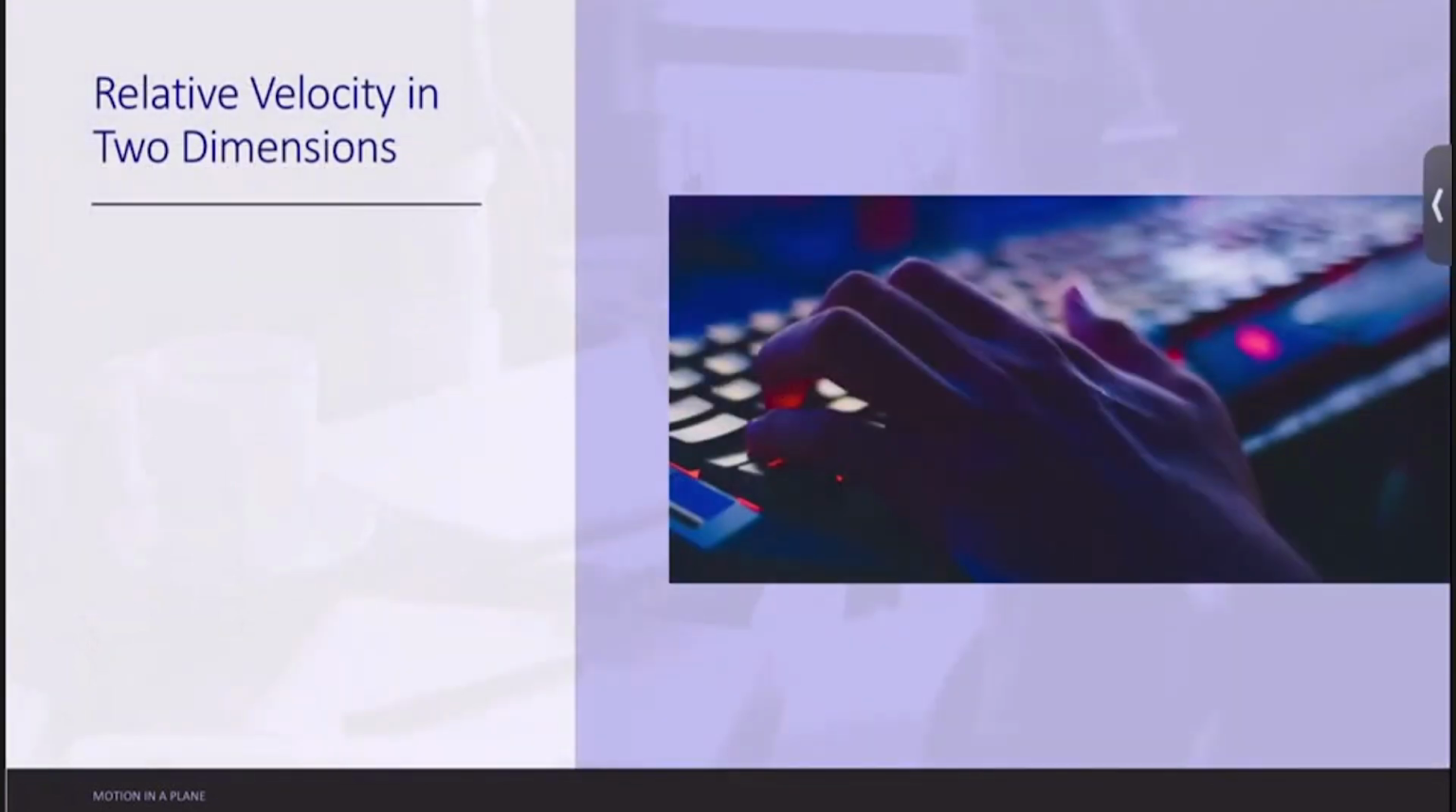Okay, so let me stop the discussion here. In the next class, we will start with the relative velocity in 2 dimensions, and we will understand how it is different from the relative velocity in 1 dimension.